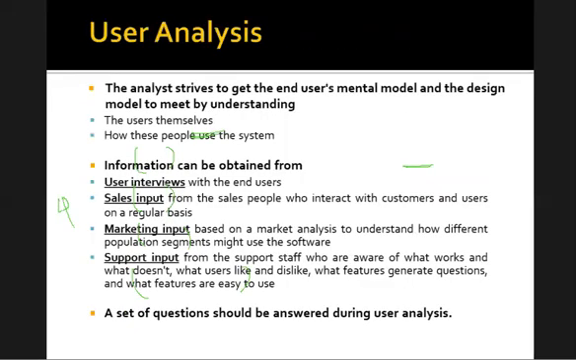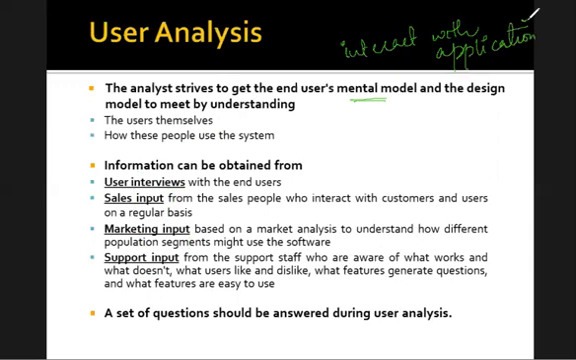Now coming to the user analysis. In user analysis, the analysis strives to get the end user's mental model. When was the user's mental model created? When he is directly interacting with the application. When you interact directly with the application, you create the user's mental model at that time. This mental model can be created by the user themselves or by how the people use the system. By making use of these two things, you can create a mental model.